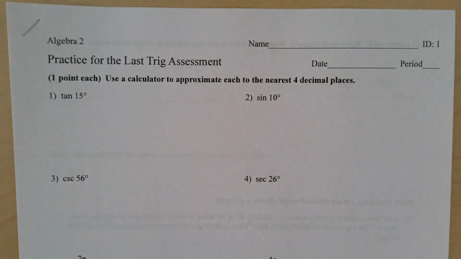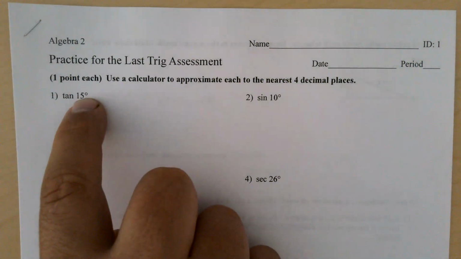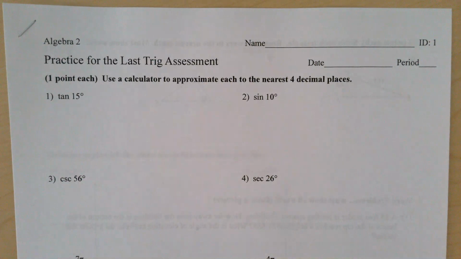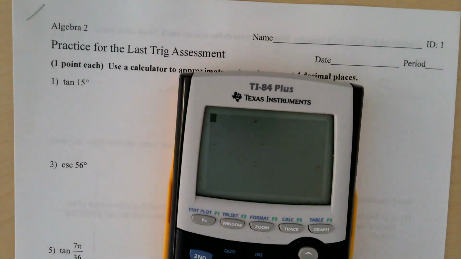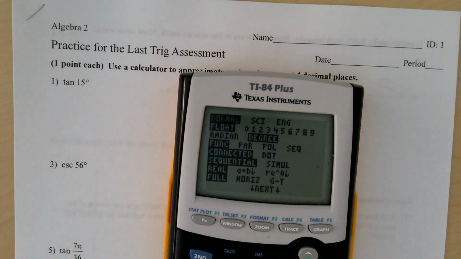So how do you know which mode to be in? Look for the degrees symbol. If you see that little symbol right there, you know you need to be in degree mode. So just check on your calculator, hit mode, and make sure the degree symbol is highlighted and hit enter. Okay, so we're in degree mode.